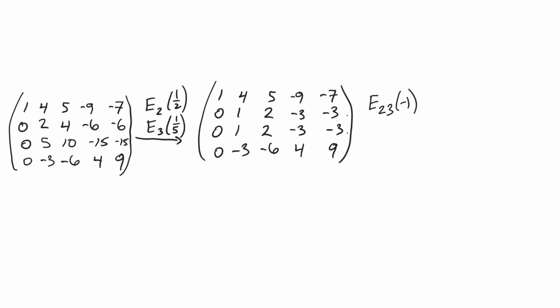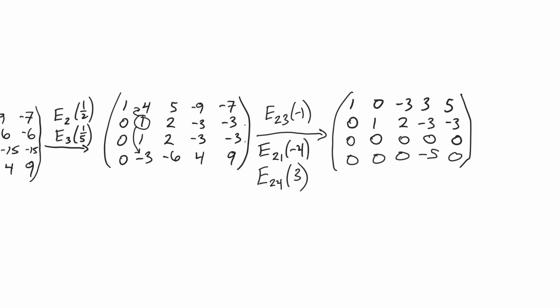But you know, while I'm at it, why don't I use this leading entry to destroy that 4 and that -3? That's called efficiency. So to do that, I will do E21 of -4. So that's taking -4 times row 2 and adding it to row 1, thereby eliminating that 4, turn it into a 0. And then I'll do 3 times row 2 plus row 4 to get rid of that -3. So that's E24 of 3.